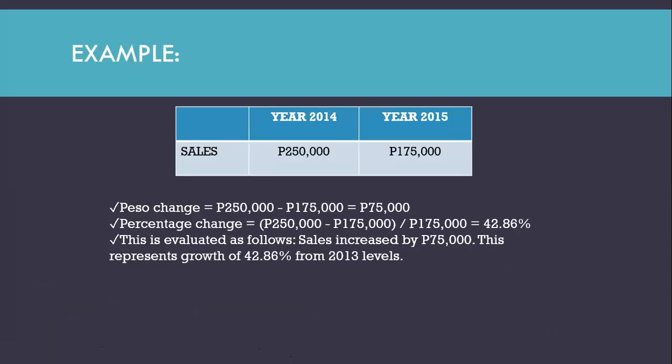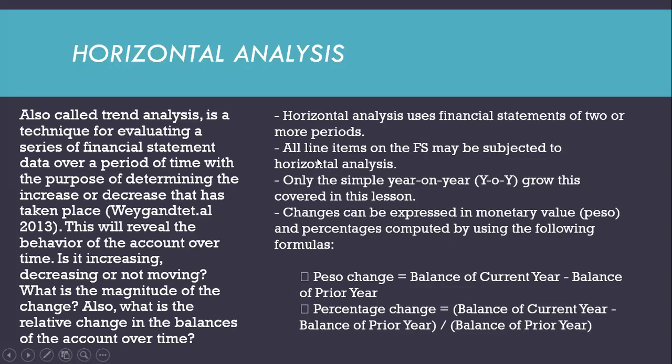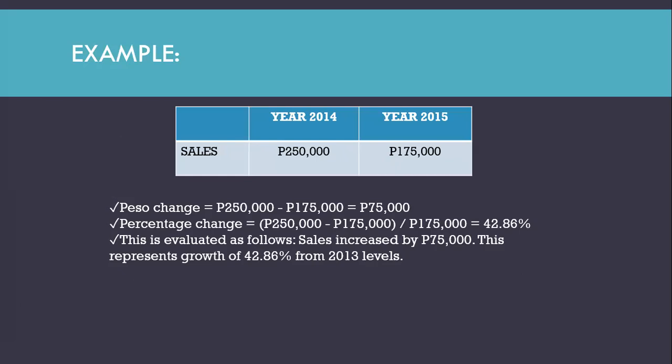Ito po yung example niya: year 2014 and year 2015. Ang sales ay 250,000 ng year 2014 and nung year 2015 is 175,000. So, peso change, 250,000 minus 175,000, kasi balance of current year minus balance of prior year. Okay? So, 250,000 minus 175,000 is equal to 75,000.